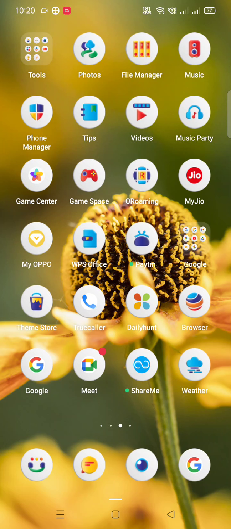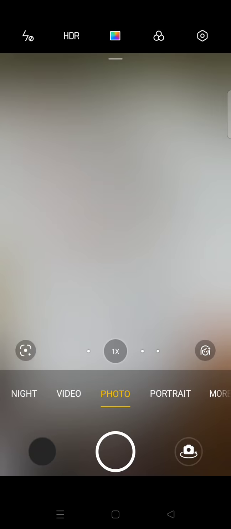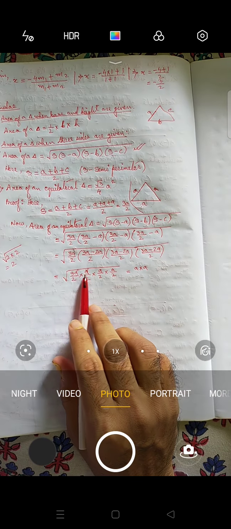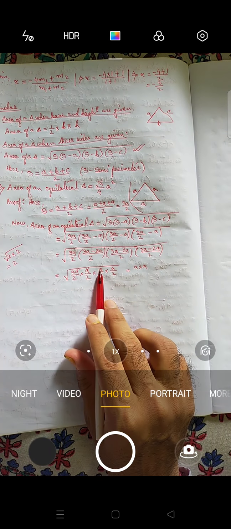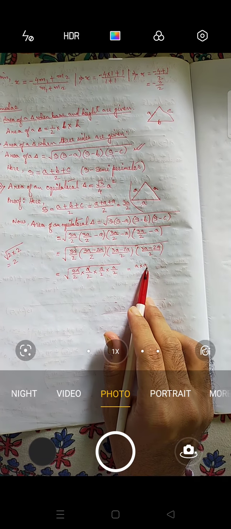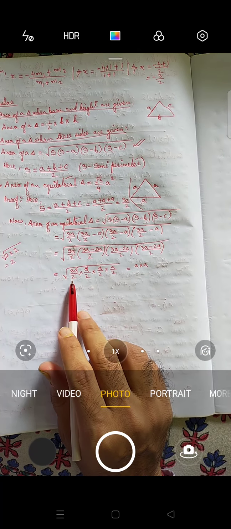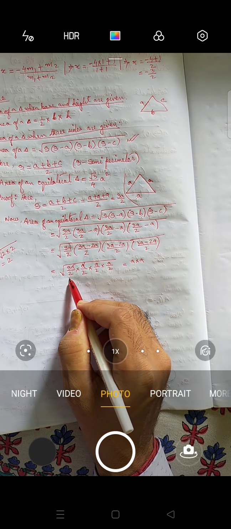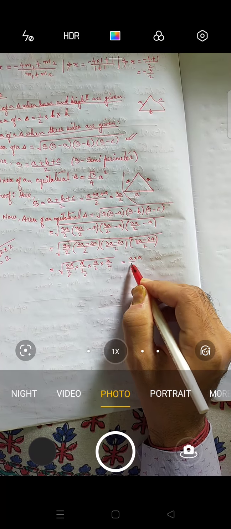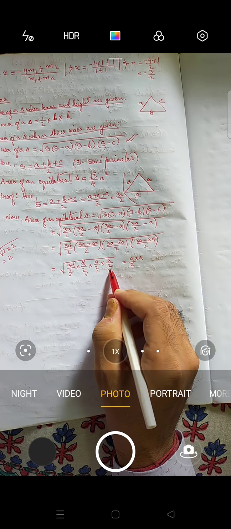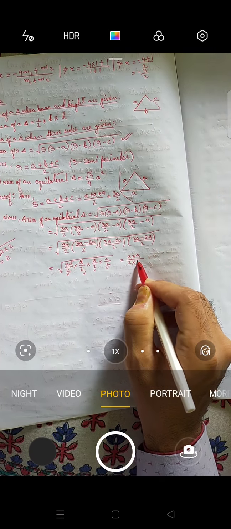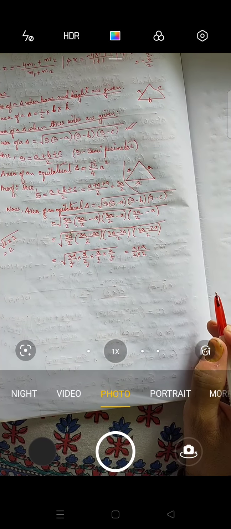Then this A into A, again one A will come. That means this one. Okay? This A and this A, one A has come. Now in the denominator you can see that this 2, one will come, and this 2 again one will come, that is 2 into 2. Any problem?